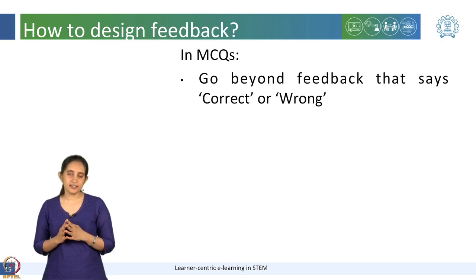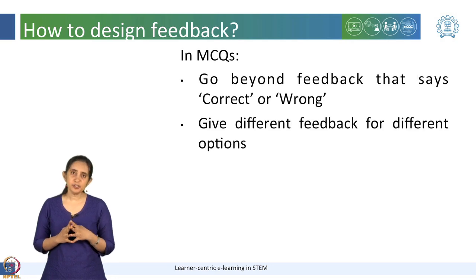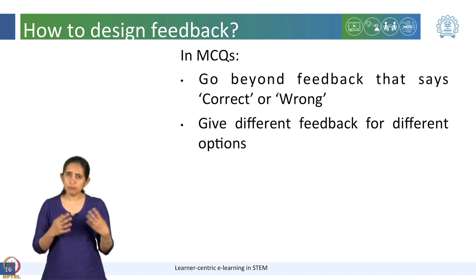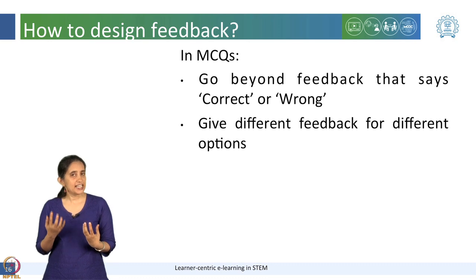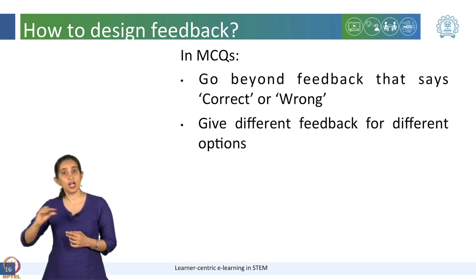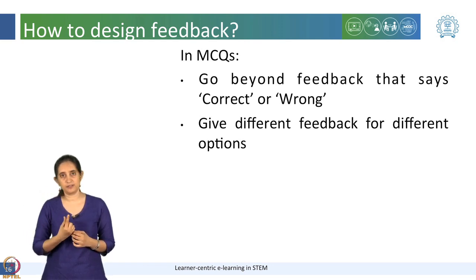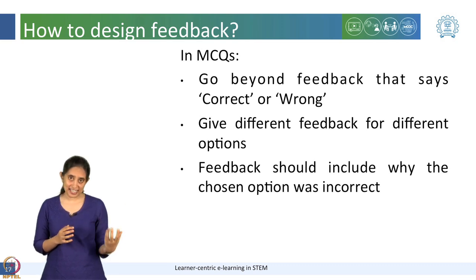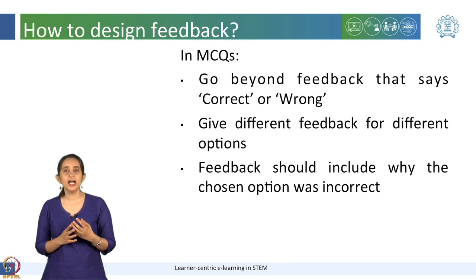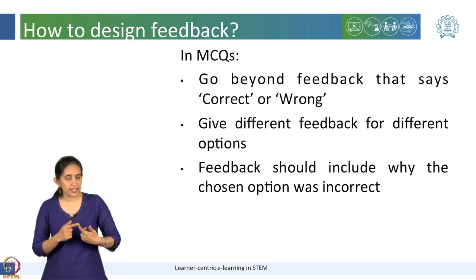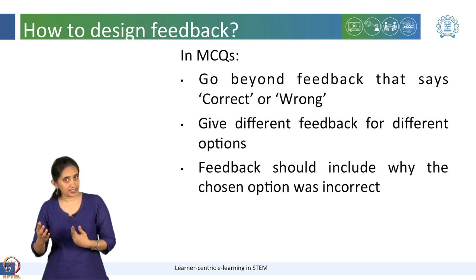The first guideline is that we should go beyond saying correct or wrong. And then we should be able to apply these principles of effective feedback to the various options. And most platforms are able to handle this level of differentiation. That is, we need to be able to design slightly different feedback for each option that the learner chose. So, if a learner chooses option A in a specific multiple choice question, the feedback that she gets should say not only that option A is wrong, but why it is wrong and what she may be able to do to get to the right answer.